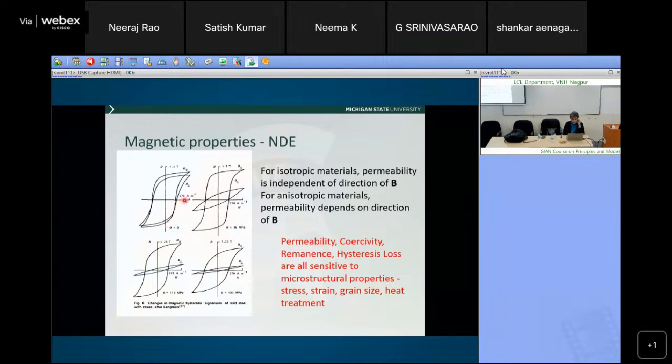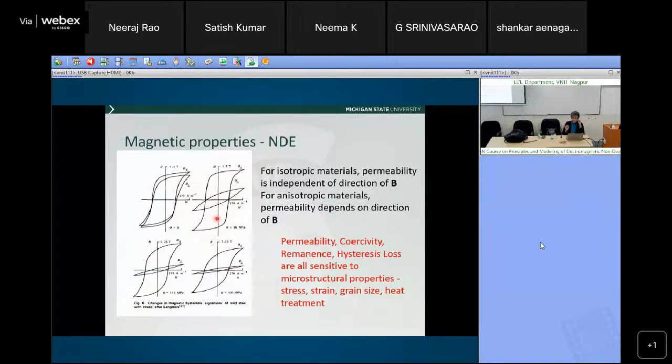So this is an isotropic material. There are two hysteresis plots, one is B parallel, and the other is B perpendicular, in two orthogonal directions. But if you look at an anisotropic material, you can see that the permeability is very different in the two directions in the same material, because the grain structures are not isotropic. So you have a different type of hysteresis curve.